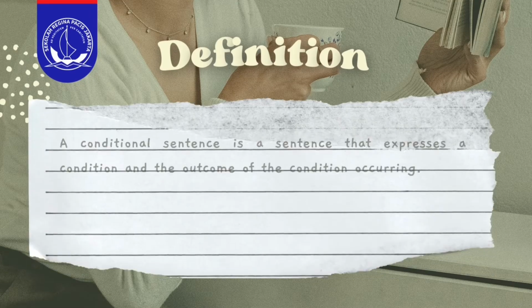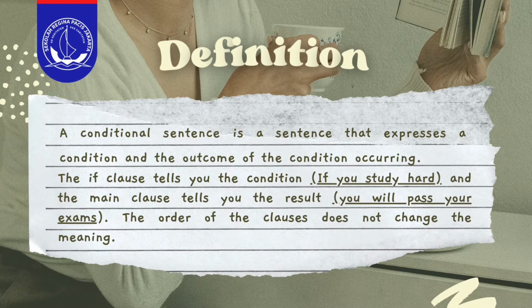First of all, I will explain about the definition of conditional sentence. A conditional sentence is a sentence that expresses a condition and the outcome of the condition occurring. The if clause tells you the condition. For example, if you study hard, and the main clause tells you the result. For example, you will pass your exams. The order of the clauses does not change the meaning.